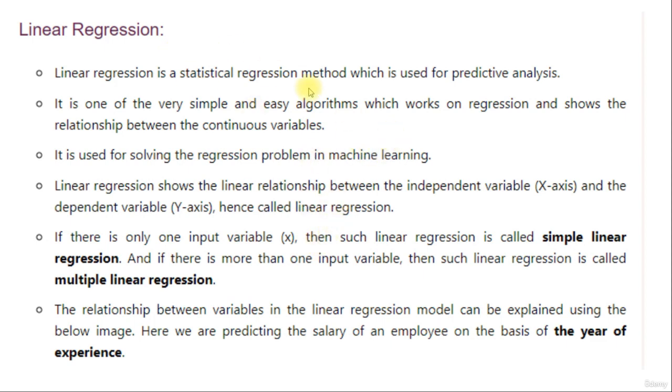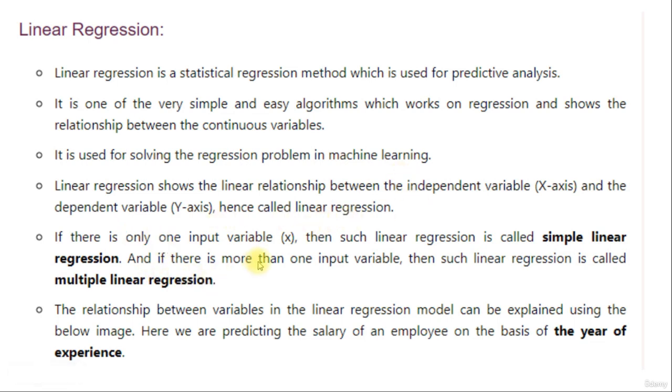Linear regression is a statistical regression method that is used for predictive analysis. It is one of the very simple and easy algorithms which works on regression and shows the relationship between continuous variables. Linear regression shows the linear relationship between independent variable x and dependent variable y. So we will plot the independent variable on our x-axis and the dependent variable on the y-axis, and we'll try to establish a linear relationship. Hence it is called linear regression.